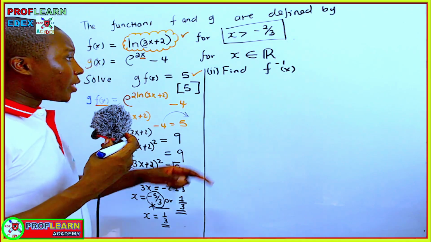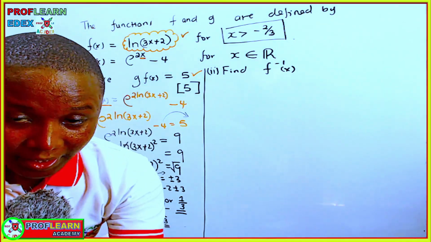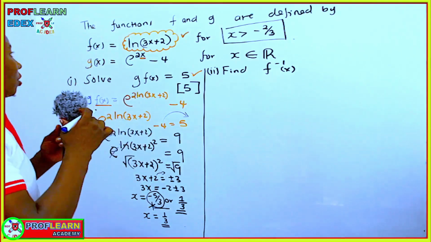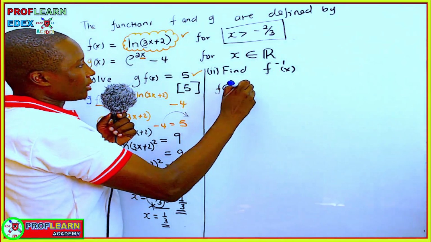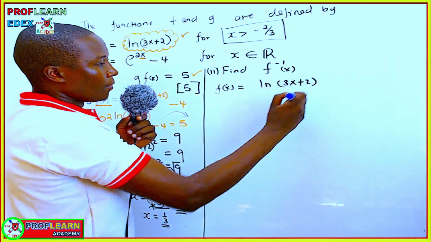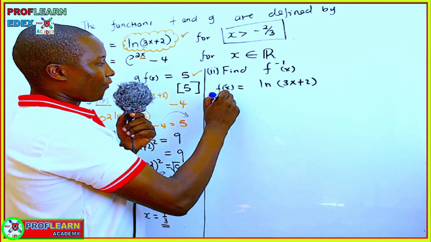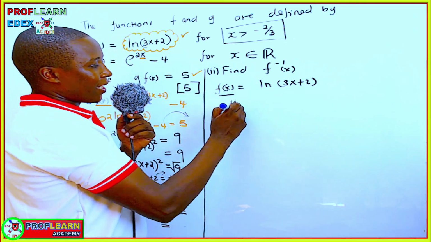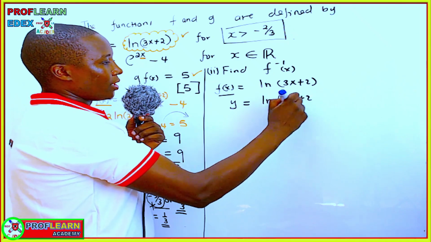So we are now supposed to find the inverse function f inverse of x. Remember, we have the function f of x equals ln of 3x plus 2. If you are finding the inverse of a function, the first step is to change f of x to y, so this is y equals ln of 3x plus 2.